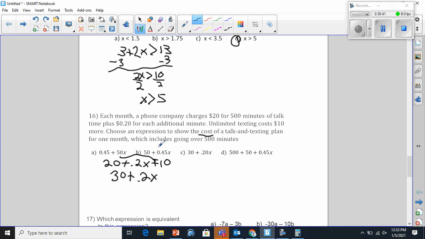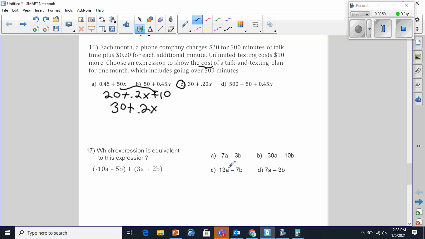Let's see, that's not right. This one, 30 plus 0.20x. And remember, you can have a zero underneath. You can make this 200 or 2000. It doesn't matter. Zeros really don't mean anything. So this is exactly the same as this.